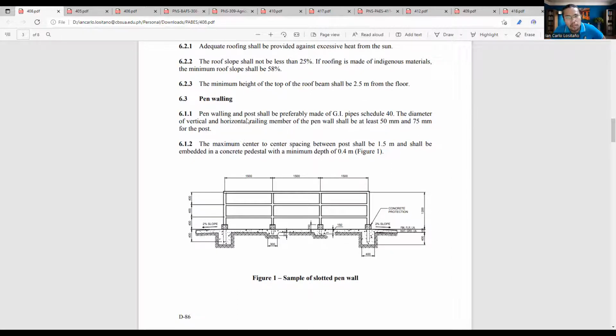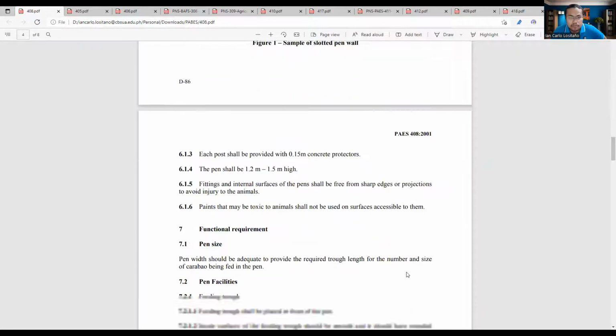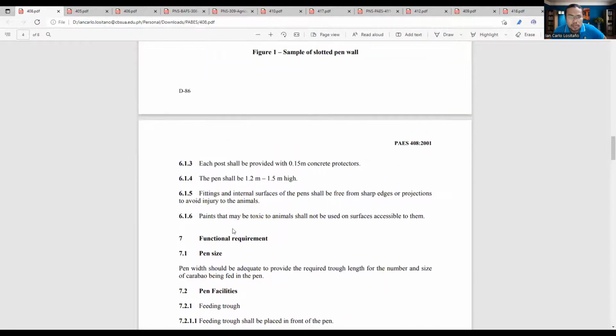Now, pen walling in post is shown in figure 1. This is to accommodate the large-size carabaos, so please do take note of the dimensions. The dimensions of the posts and the pen are also provided, such as this one.